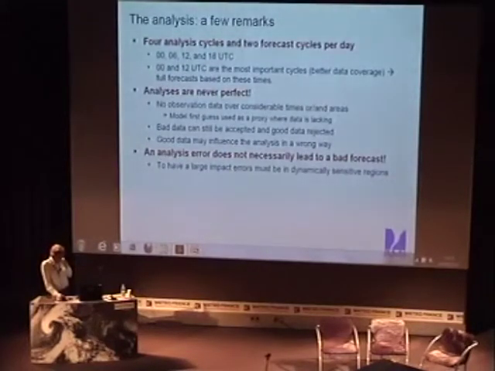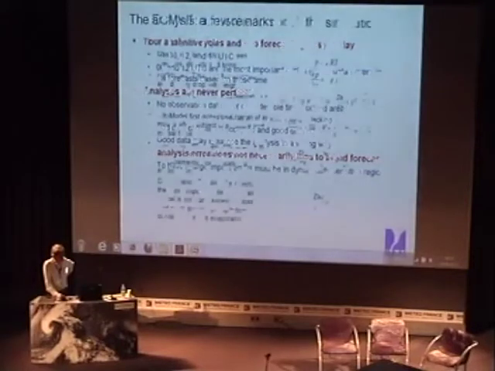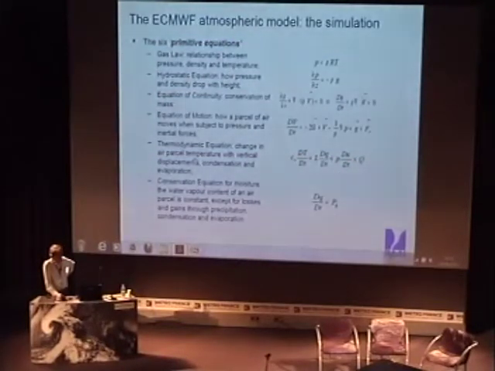A point I want to make as well on this increased uncertainty is that an analysis error is not necessarily leading to a bad forecast. It's not that simple. So the integration of the model, this is for illustration, the 6 primitive equations on which the model is based. And these can't be solved analytically, so you have to discretize them. And as I explained earlier, this is a source of errors.